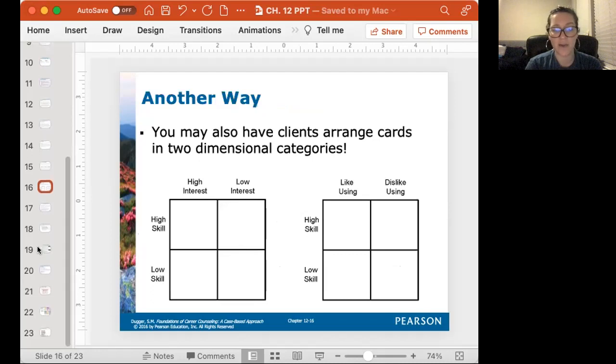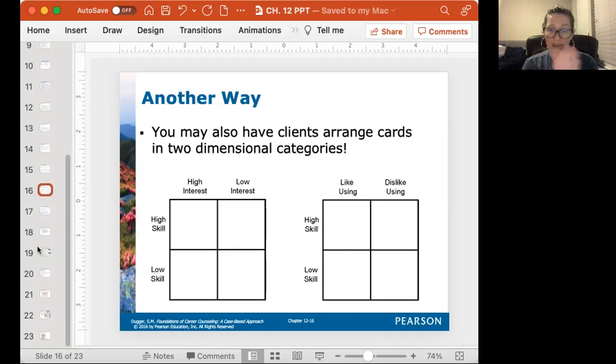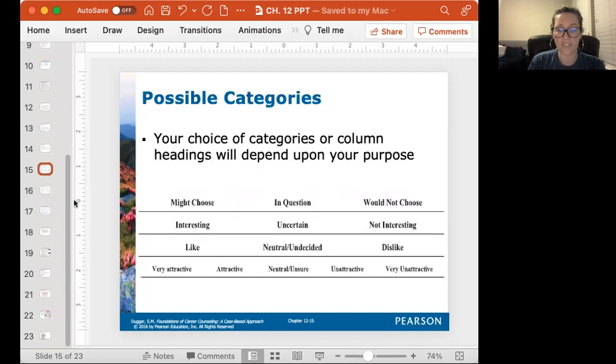And another way, which I like using the most myself with clients or even for my own self, is like a factorial type design. So high skill, low skill, high interest, low interest, and you can organize them into those four categories. High skill, low skill, like using, dislike using, and so on and so forth. And you can relabel these different categories with these different things here.